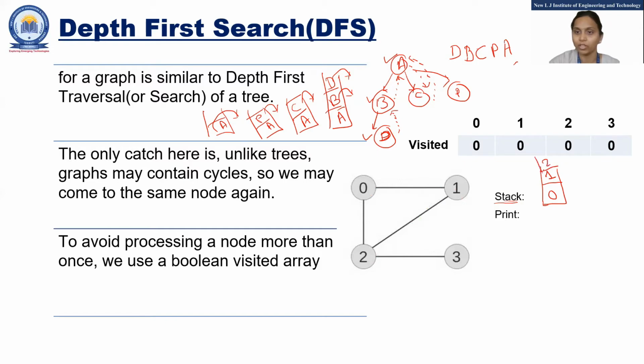And whenever you are writing in your stack, you also have to modify the flag because it has been visited. Now does 2 have any connection? Does 2 have any unvisited connection? Yes, 3. Now does 3 have any unvisited connection? 3 has a connection, but with what? 2. And 2 has already been added. So this is the end of your 3 visit.